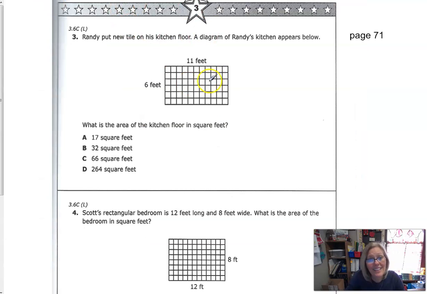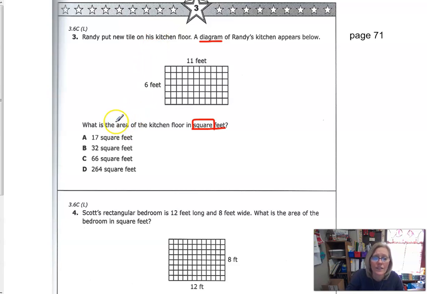All right, so let's go to this next page. And this is something that we've seen for the last 2 weeks. Let's make sure we remember how to do it. Randy put new tile on his kitchen floor. A diagram of Randy's kitchen appears below. A diagram is simply a picture. What is the area of the kitchen floor in square feet? Okay, area is always measured in square units. And square units could be like square inches, square feet, square yards, square miles.